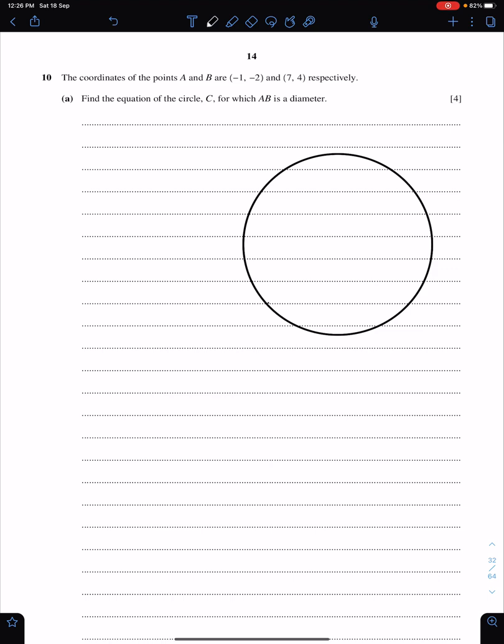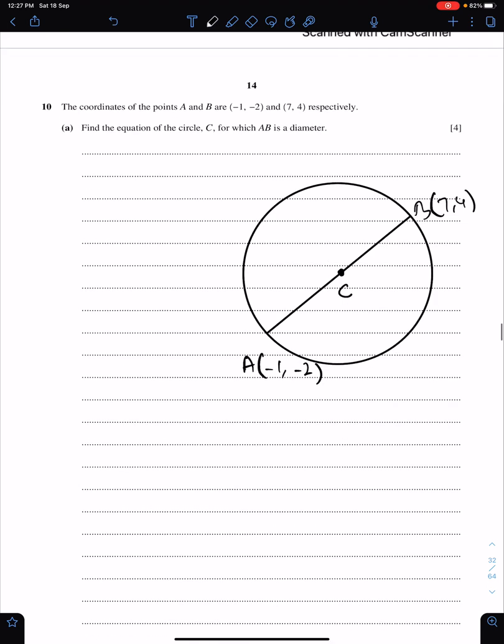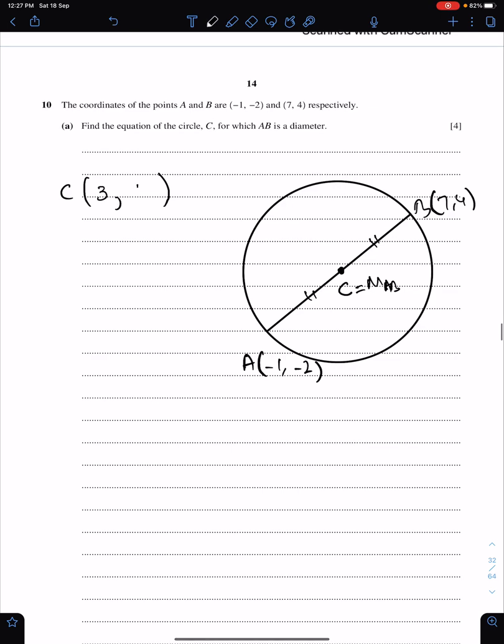A and B, let's suppose A is here with coordinates -1 and -2, and B is here with coordinates 7 and 4, and C, this center, is the midpoint of AB, because AB is the diameter. So first we need the coordinates of center by finding the coordinates of the midpoint of AB. So it should be, I think, 3 and 1.